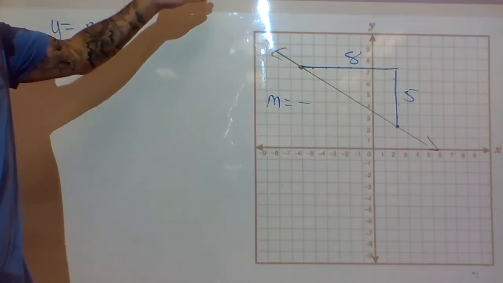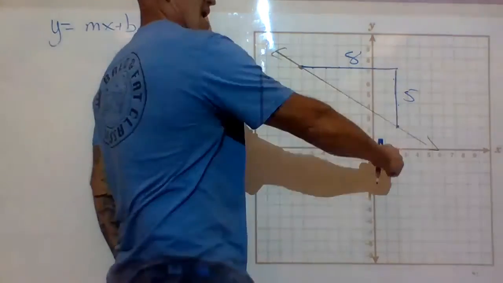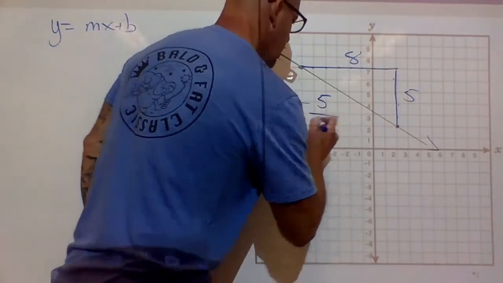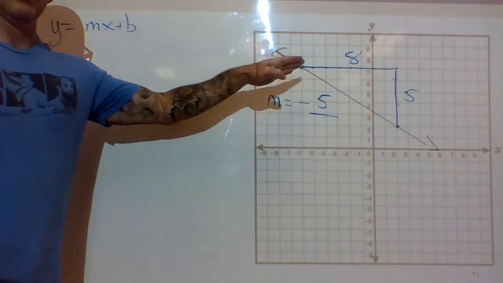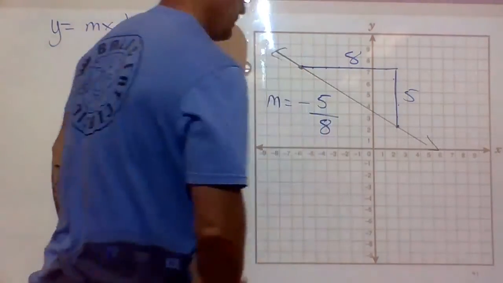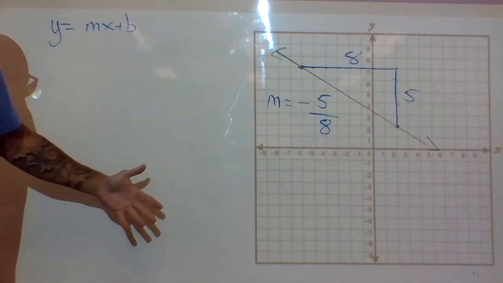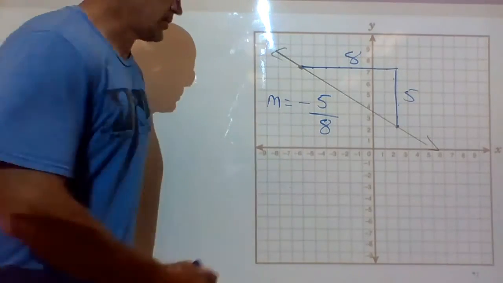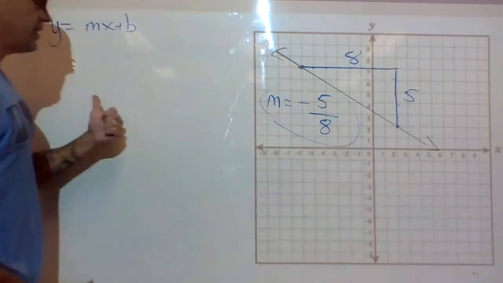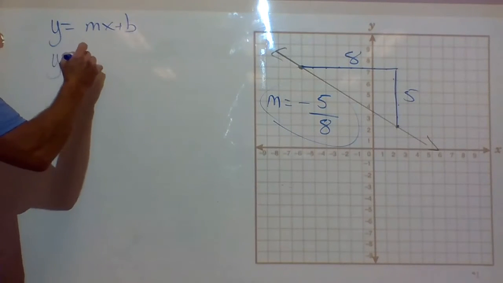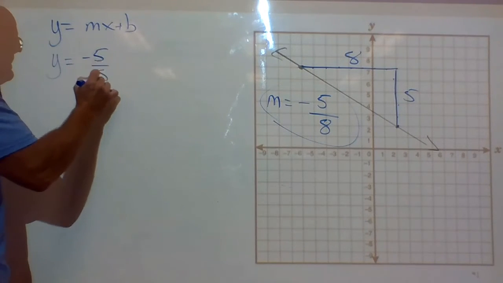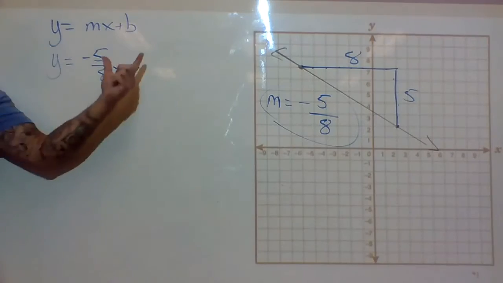So my rise, or my delta y, is 5. That's my rise. So that's negative 5 over my run, which is positive 8, or 8. It's that simple, okay? Keep in mind, since it's negative, it stays with the numerator. So there's my slope. Let's drop it in my equation. y equals negative 5/8 x plus my b.